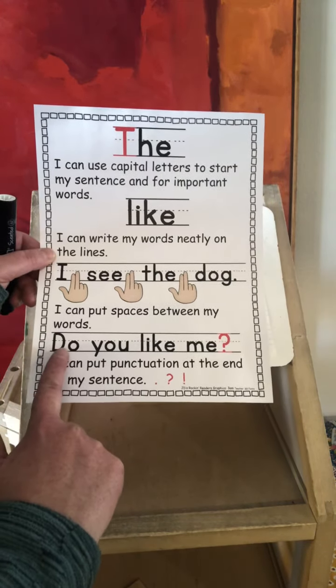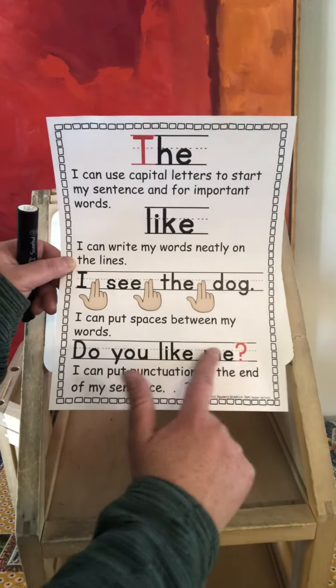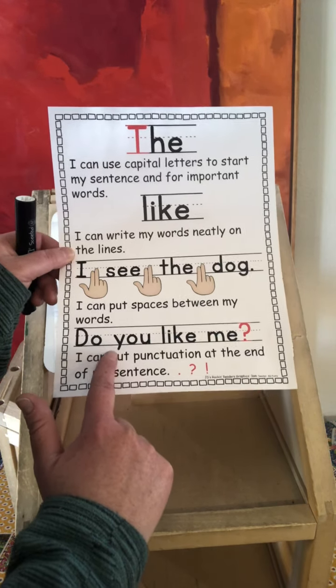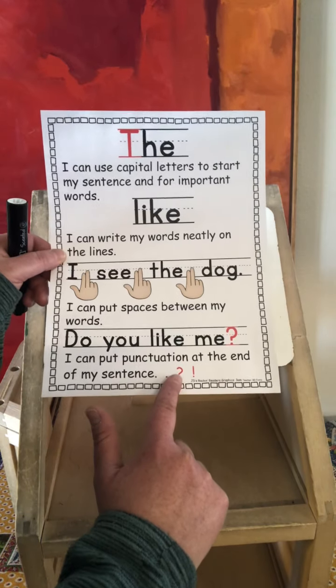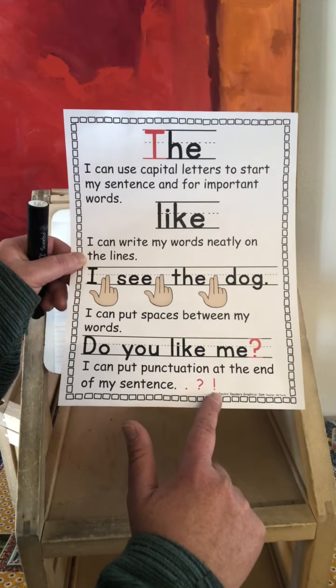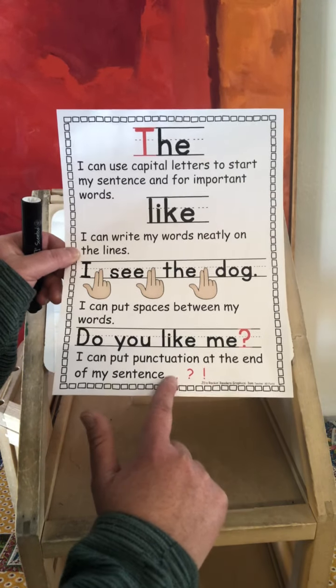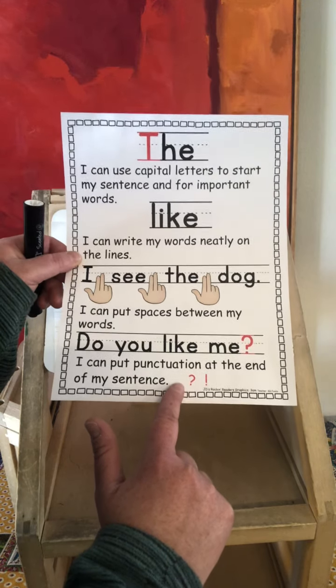The last thing is that I really want you to make sure that you are using the right end mark. Remember that end marks finish out a thought. So if you're asking a question, you're going to use a question mark. If you're saying something with excitement, then you write an exclamation point. If you are just finishing a sentence, usually you just put a period. All right, guys, let's get started.